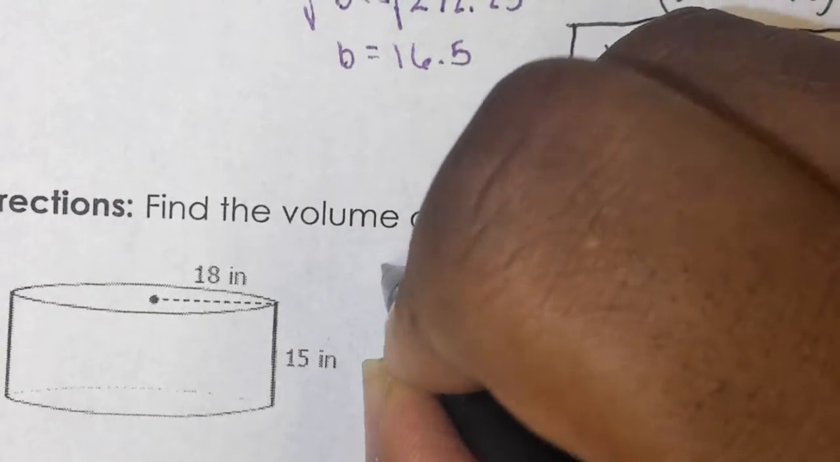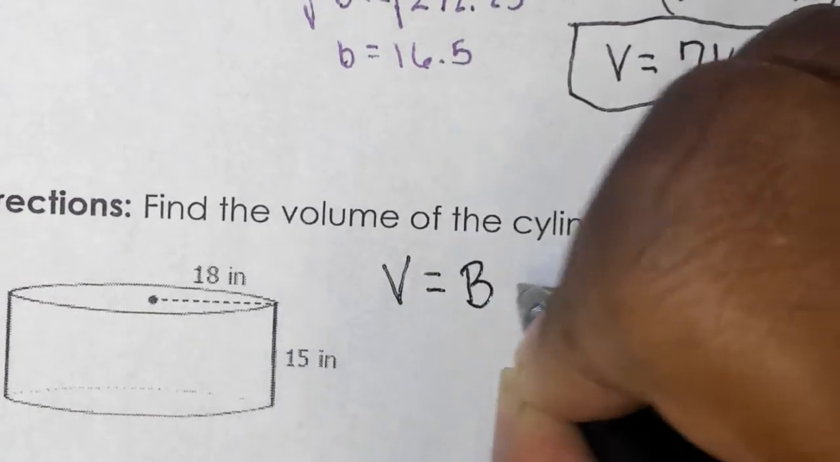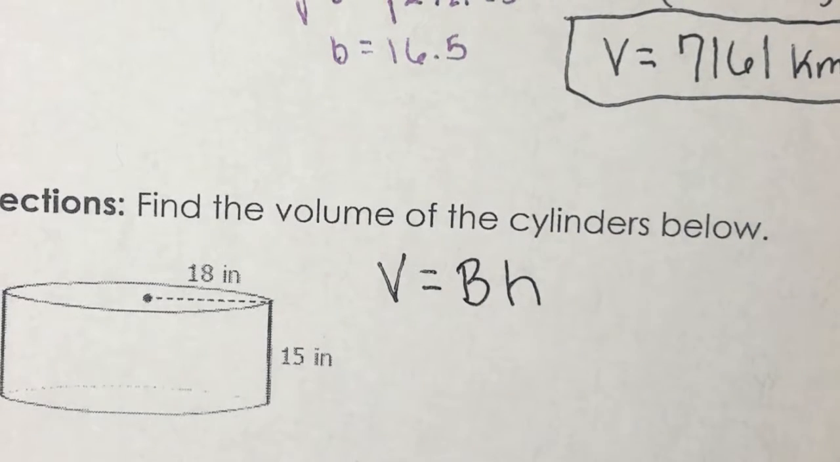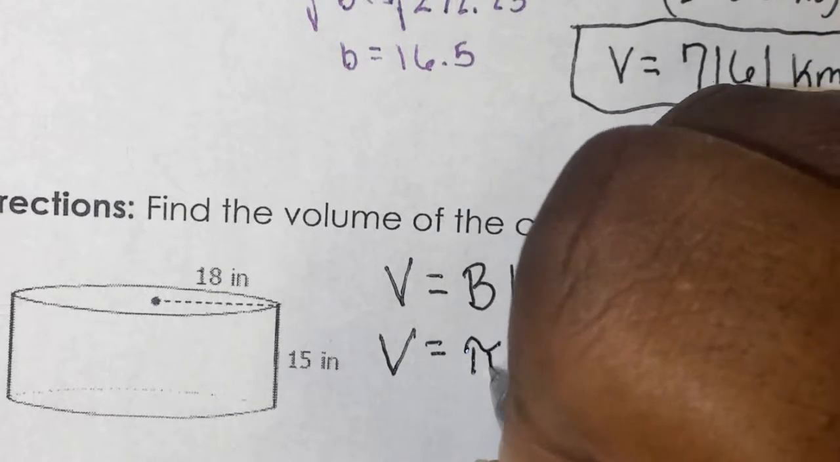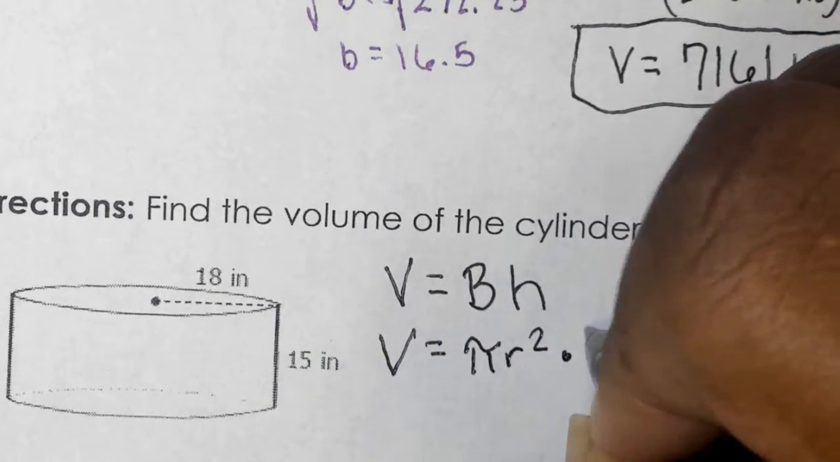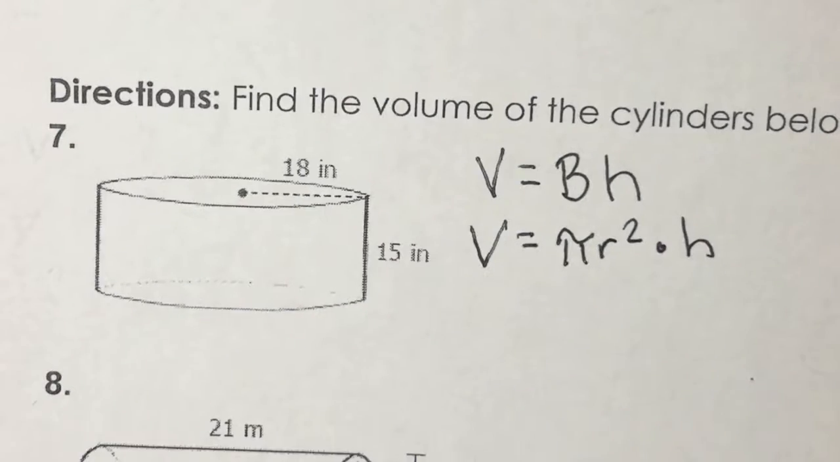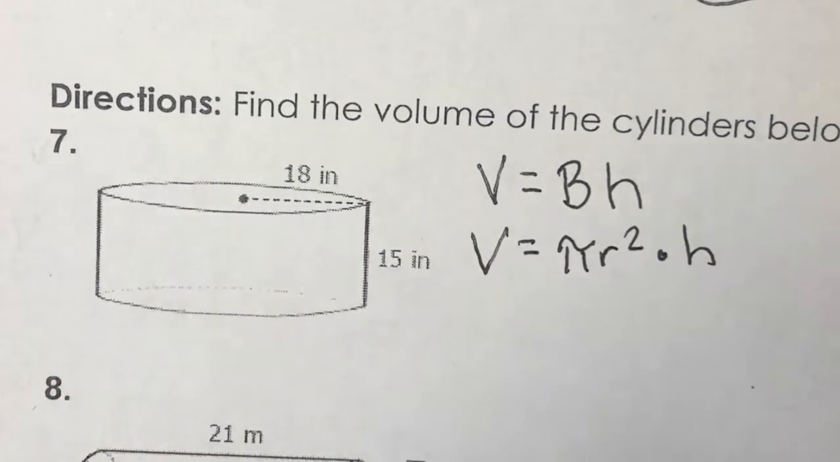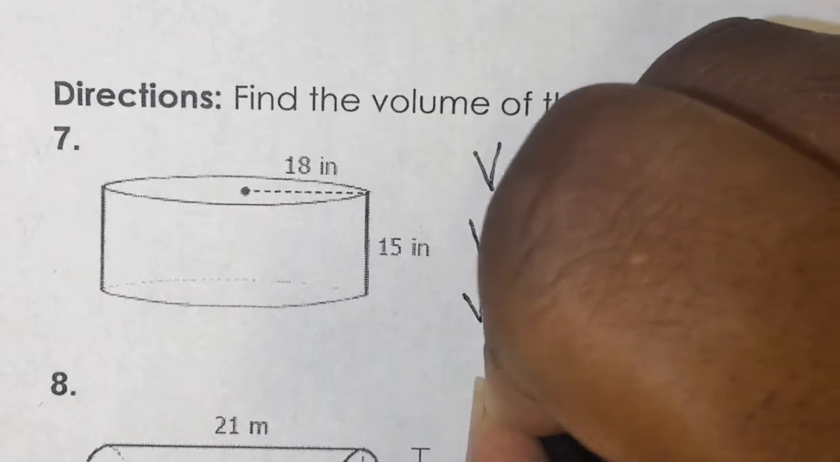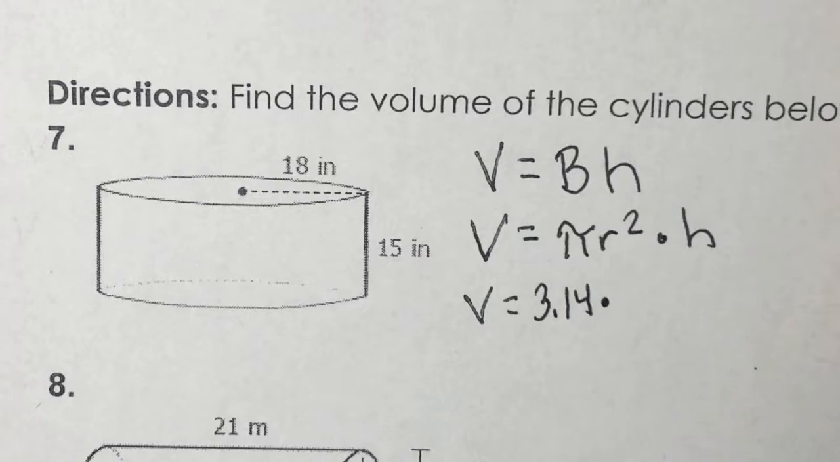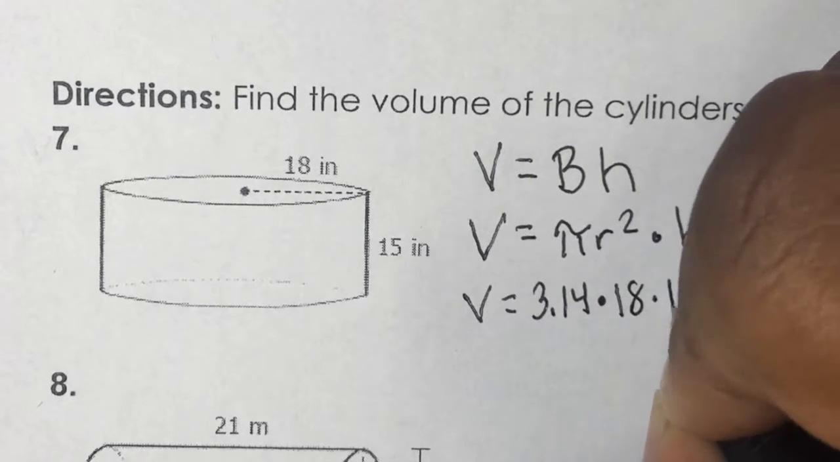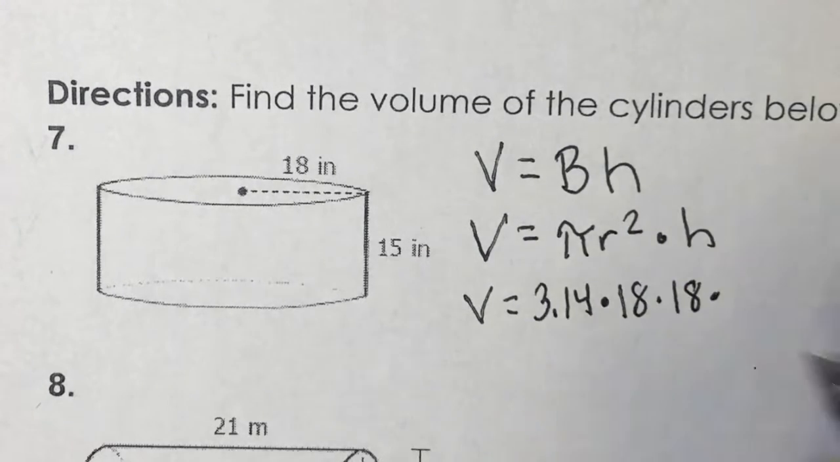So for a cylinder, volume equals capital B times height. The shape of the base of your cylinder, everybody should know, is a circle. So to find the area of a circle, that's where the power squared comes in, times the height. That's the adjustment that needs to be made, and then you just do it from there. This one shouldn't be hard at all. V equals 3.14 times our radius. What's our radius? Times the radius again, times the height. 15. That's easy.